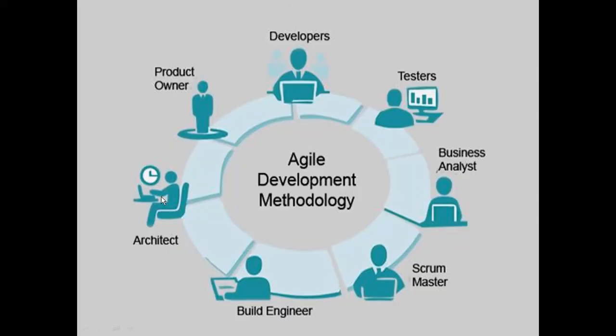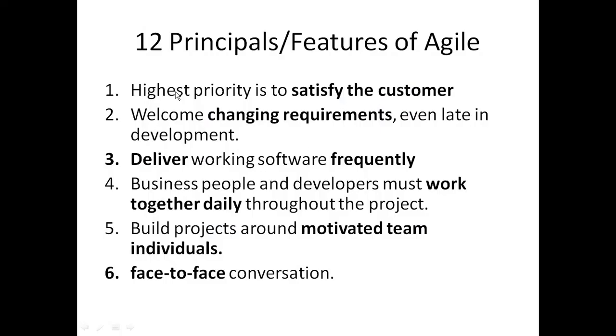So basically agile development includes developers, testers, business analysts, scrum master, build engineer, architect, and product owner. There are 12 principles or features of agile. The first one is that the highest priority is to satisfy the customers. The goal is to satisfy the customer, that is, to deliver a high quality product.